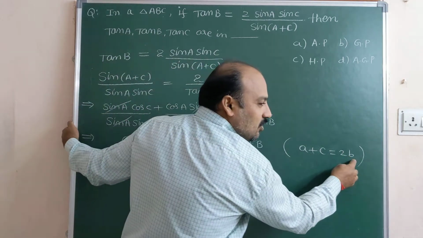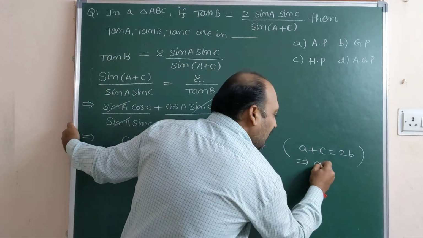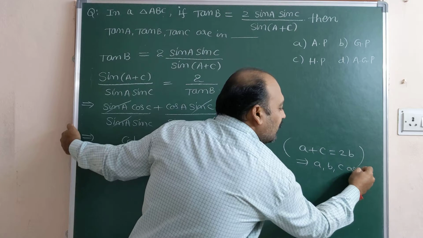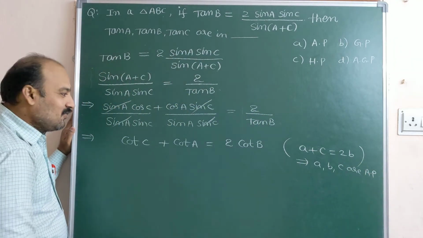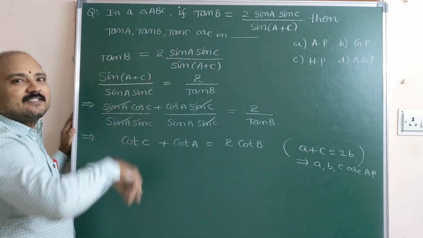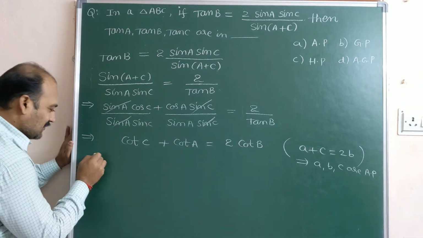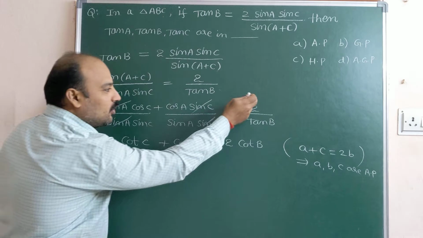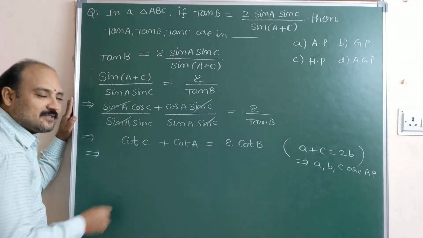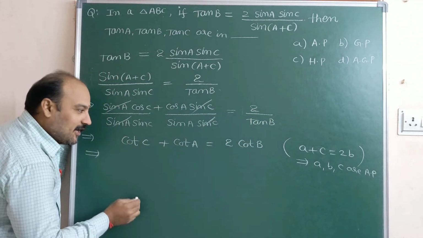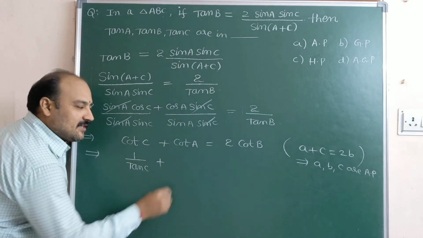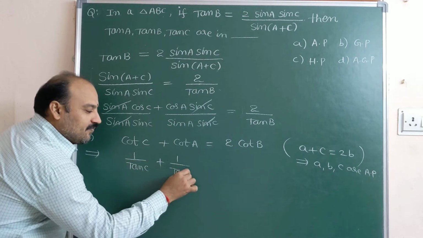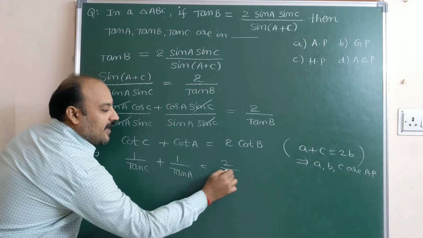So A plus C equal to 2B means that implies what? A, B, C are in arithmetic progression. But they are asking tan A, tan B, tan C values, no? Write the reciprocals. Here it is better to keep these values also in the reciprocals. Cot C we can write as 1 by tan C plus 1 by tan A equals 2 by tan B.